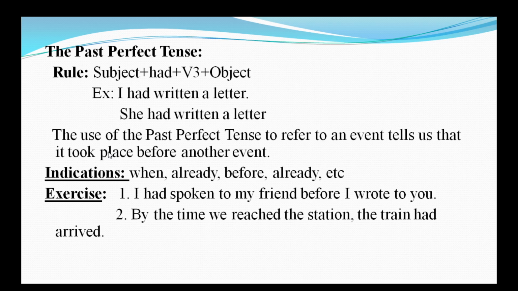Here, what's the use of this past perfect tense? It indicates or refers to an event that tells us it took place before another event. Generally, the past perfect tense describes a completed activity in the past. It is used to emphasize that an action was completed before another action took place. And usually we use this past perfect tense to indicate two different actions.